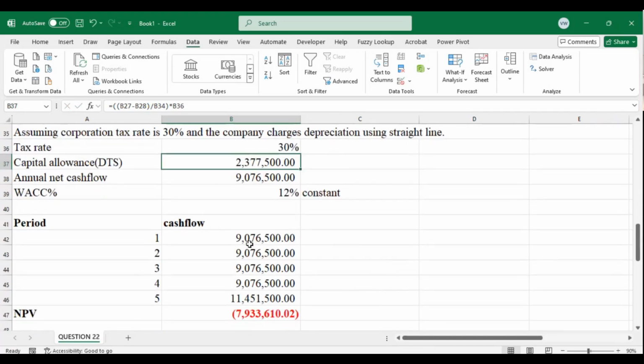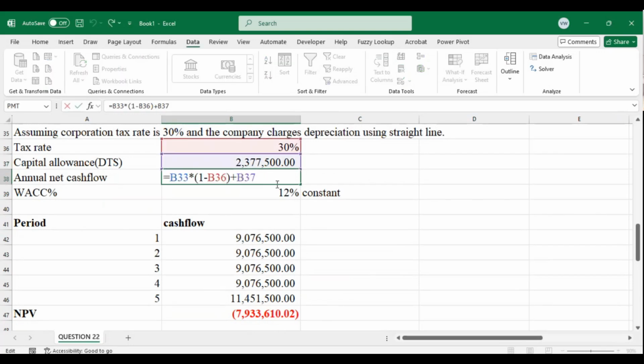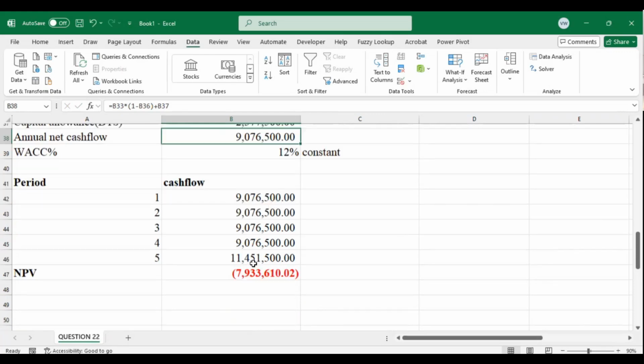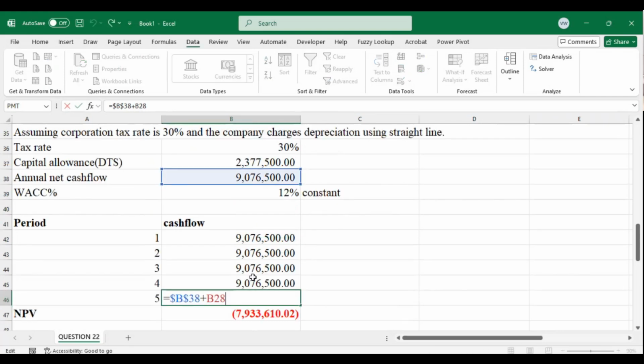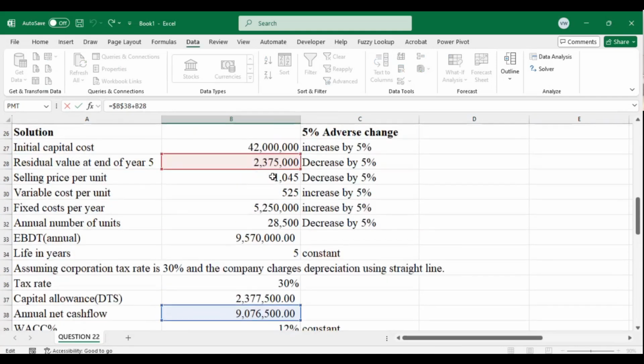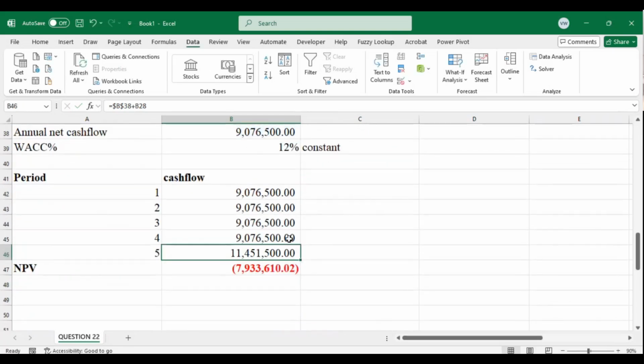And you can also see that because I referenced these cells correctly, this is very important. Remember where I made an absolute reference. The 90, 76, 500 is what has been captured all the way through. And it has also considered the terminal value at B28, and this time round it is 2375. Just with the click of a button, and because we reference our cells correctly, with a 5% adverse change in variables, we've been able to compute that NPV automatically without having to do any serious changes. And that is what happens.